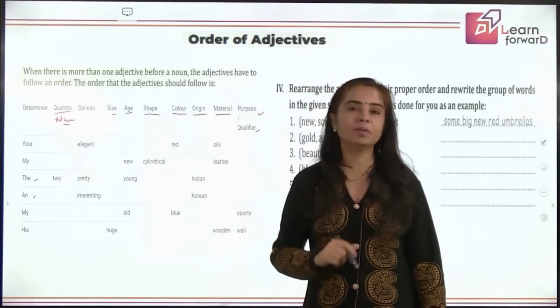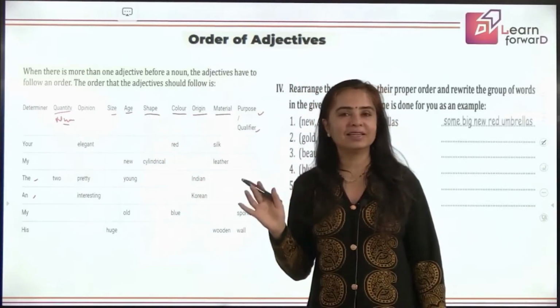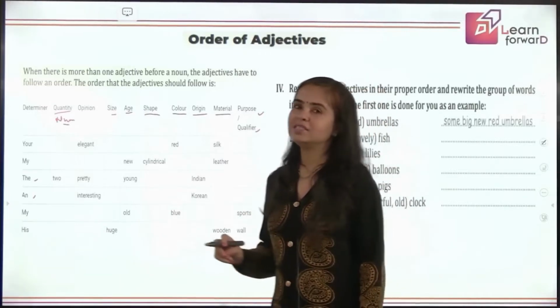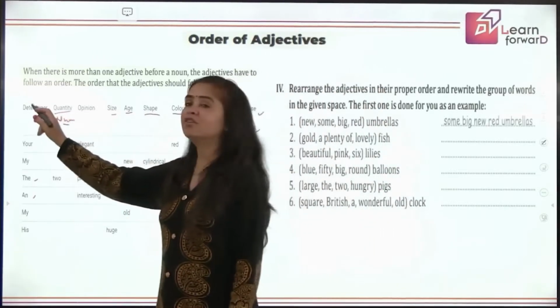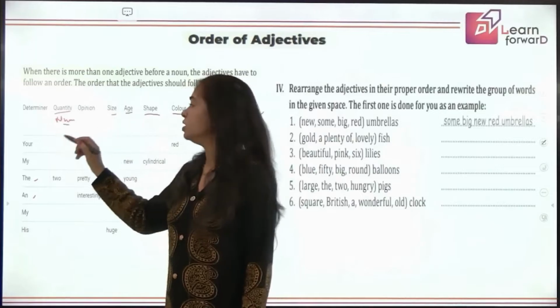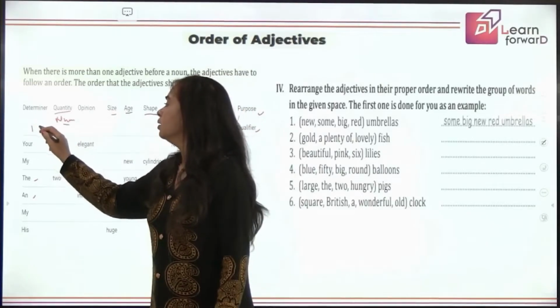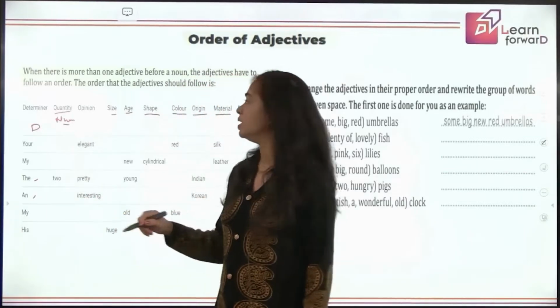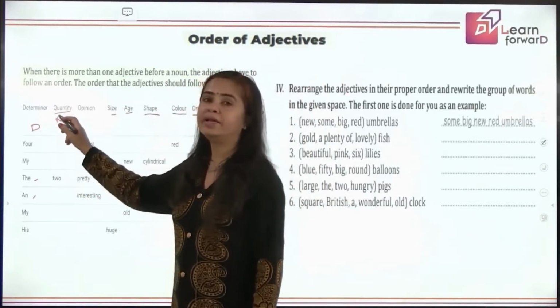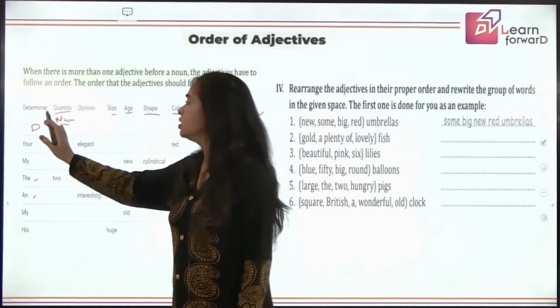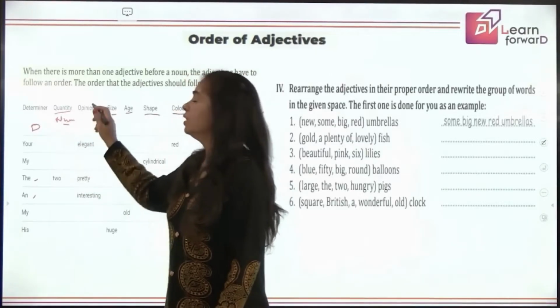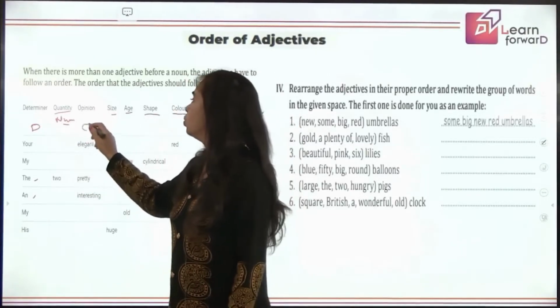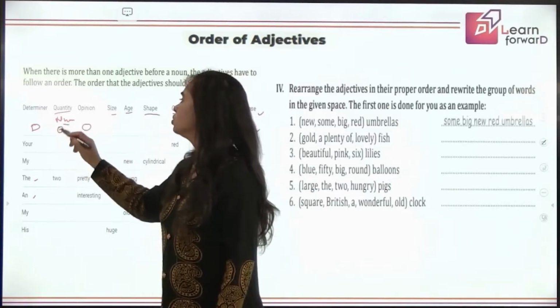Now, how to remember this order of categories? Let me tell you an easy way out. Let us take the first letter of each of these characteristics. First is determiner. So I am taking D. Next is quantity or number. So we'll just take it along with it. Then comes opinion, O. We can write here Q also, it's fine.